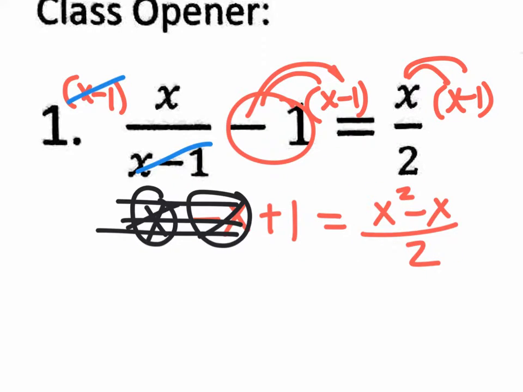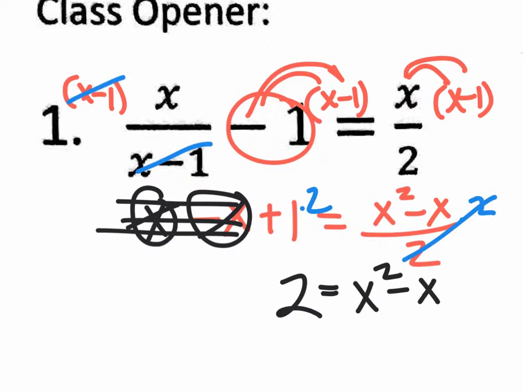So if I did want to get rid of this fraction, I'd have to multiply by 2 to get rid of that denominator of 2. And what you do to one side, you do to the other side. So that cancels out. You end up with 2 equals x squared minus x.